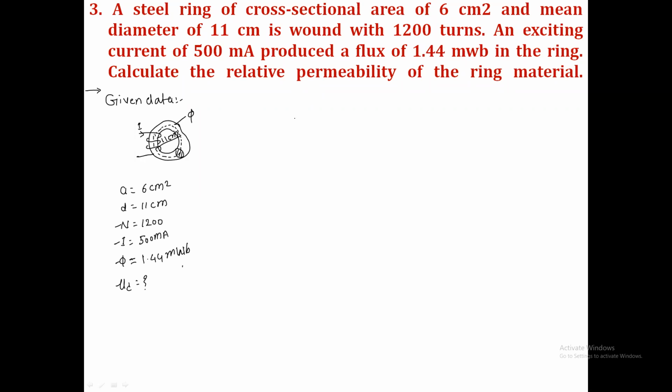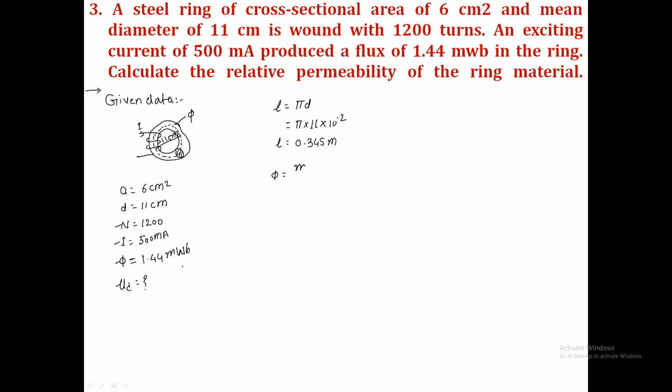The first thing is that with the help of this diameter, we will calculate the length of the magnetic path, and that formula is pi d. So here I can write pi into diameter, which is 11 centimeters, so 11 into 10 raised to minus 2. Will you please give me that value of L? 0.345 meter.